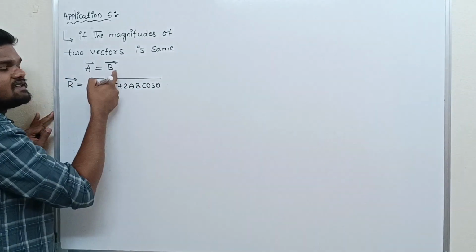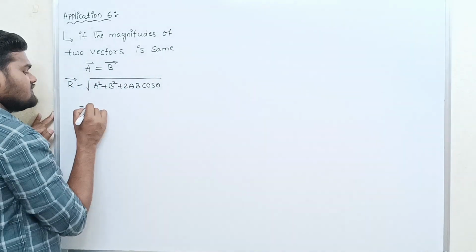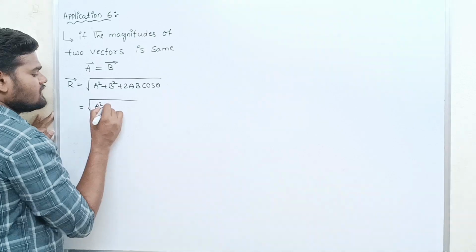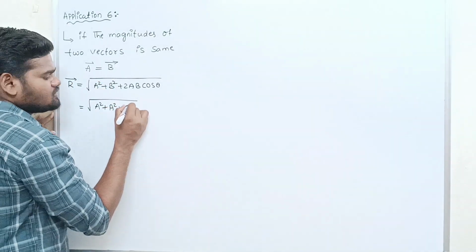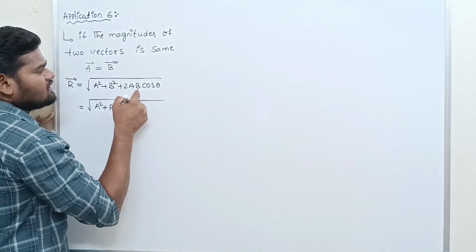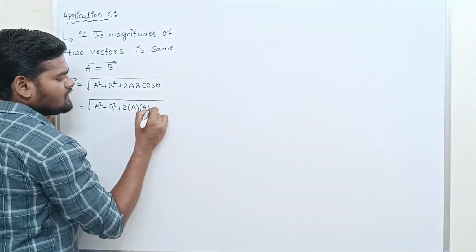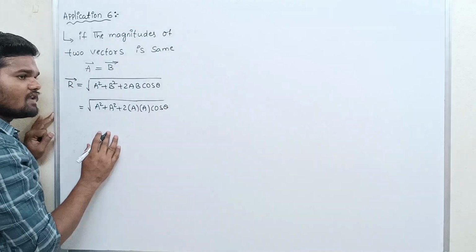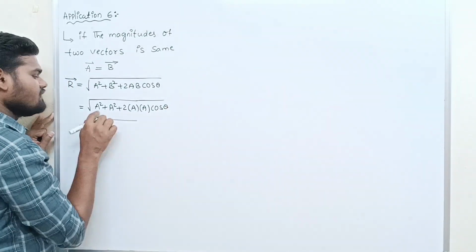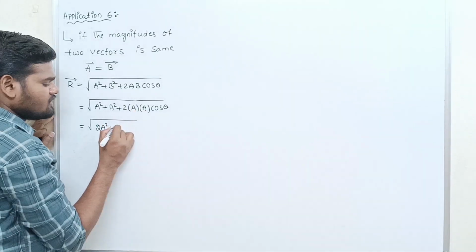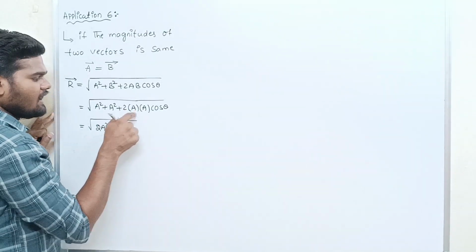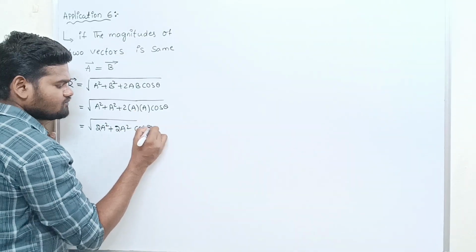Where a bar is equal to b bar, that is equal to the square root of a square plus a square plus 2 into a into what is b? b is nothing but again a, so 2 into a into a cos theta. That is the square root of 2a square plus 2a square cos theta.